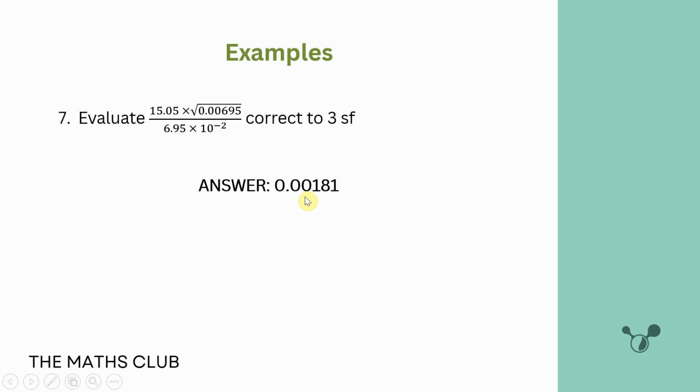0.00181. So if after you've done this you have 0.00181, congratulations, you now know how to use logarithm to be able to do arithmetic operations. So with this, we've come to the end of this particular video. In the next video, we'll be talking about WAEC questions on logarithm from 2014 to 2023. See you guys there.